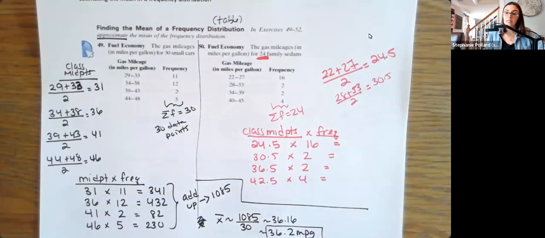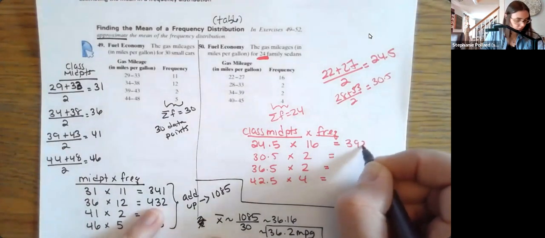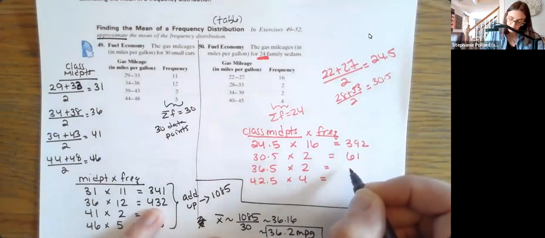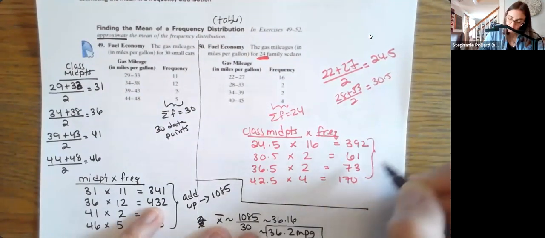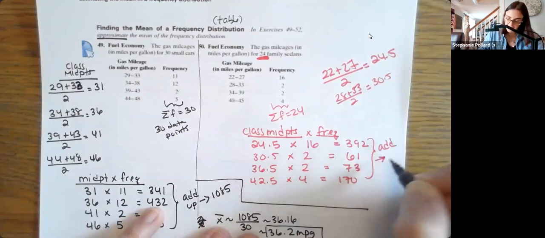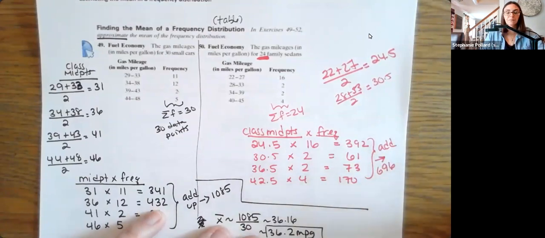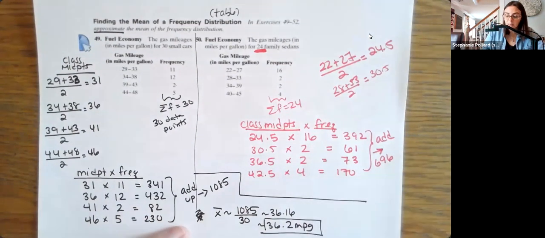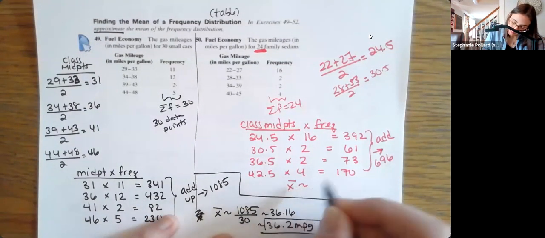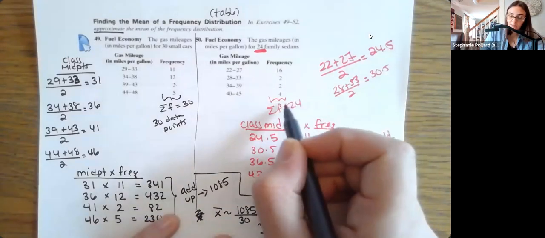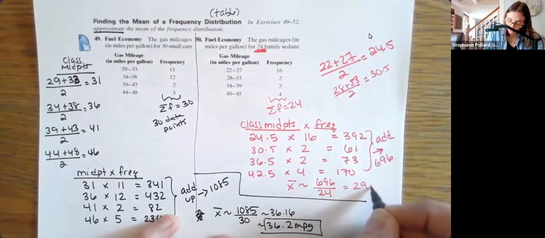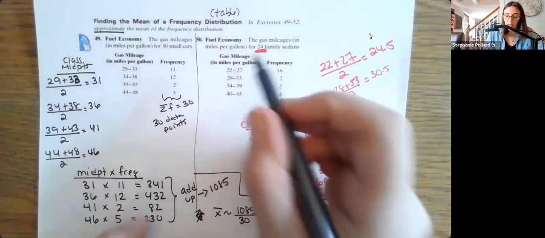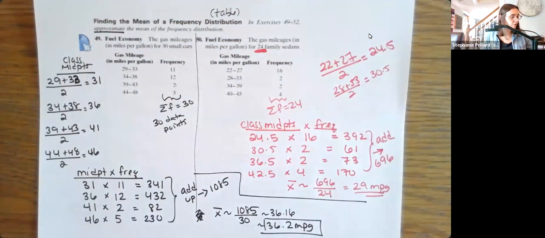So we find all of those midpoints, and now we're going to multiply by our frequencies. When I do that, I get 391 for the first row, 61 for the second row, 73 for the third row, and 170 for the fourth row. Then don't forget you're going to add these up, and what you should get is 696. Now we're almost done. To get the approximation, we're going to take that 696. This time we had 24 data points. And when we do that, we get 29 miles per gallon. Again, same kind of data here, looking at miles per gallon for our units.